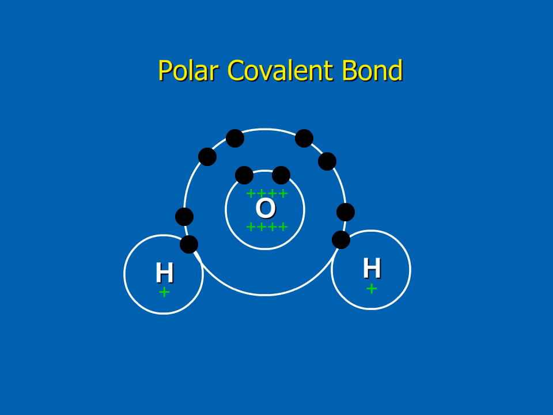This results in the oxygen's pole of the molecule having a slight negative charge, as the negative electrons spend more time at that end. The hydrogen pole has a slightly positive charge, as the electrons spend less time at this end of the molecule. We will talk about this in more detail in the next lecture.